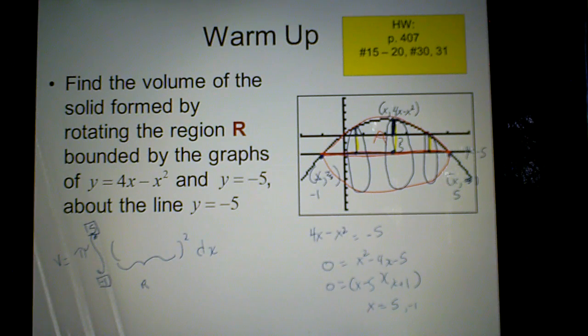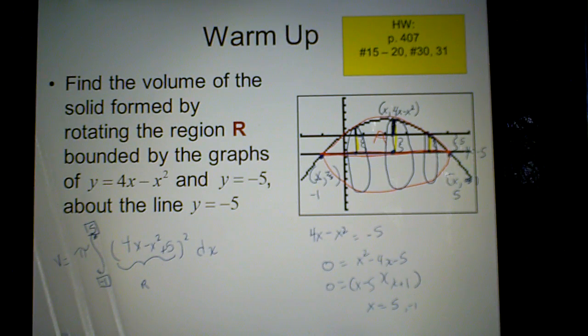How much more does it need? This radius needs more. How much more? Constantly this distance of 5. So this time, the function height didn't give me enough radius. I have to always add 5. So this becomes 4x minus x squared plus 5.